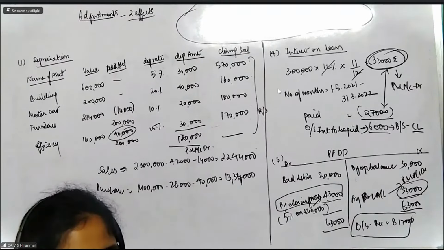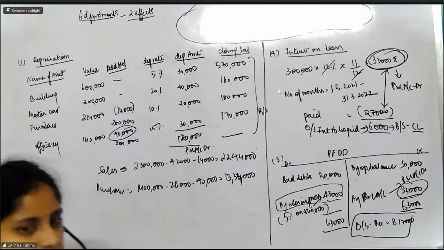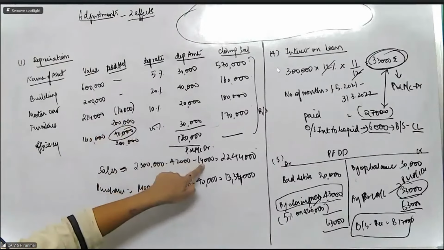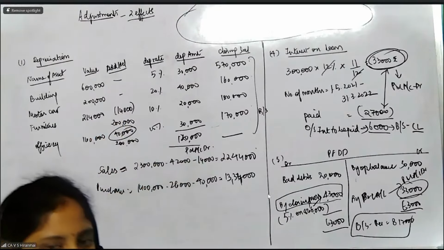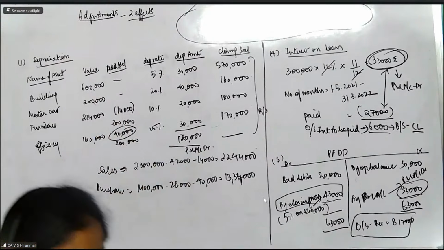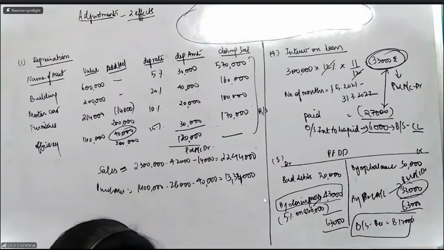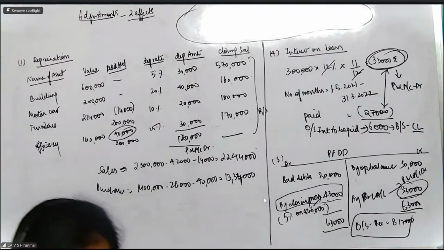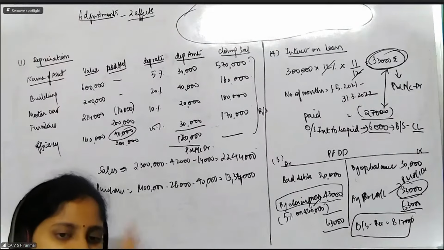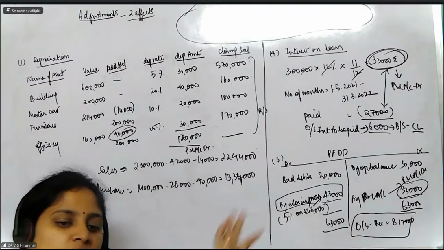Ma'am, where will the second entry of the furniture go? This 14,000, the second entry is subtracted from the sales. So Anjana, I'm just explaining it for you. Whatever interest has been paid till date, for 11 months, you will take 3 lakh into 12% into 11 by 12. So the total value is 33,000. This 33,000 will go into the P&L.